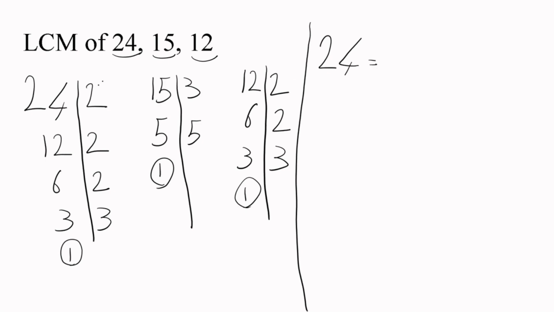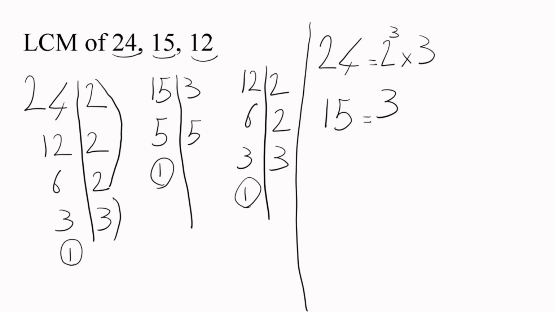So as you can see, I can write 24 as 2 to the power of 3 times 3. What about 15? As you can see, I can write it as 3 times 5. And for 12, I can write it as 2 to the power of 2 times 3.